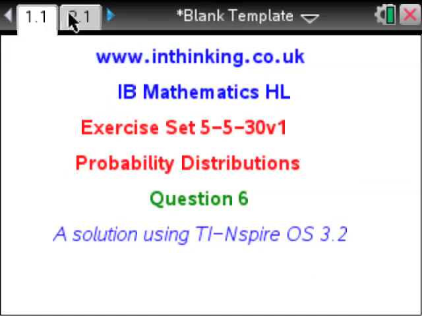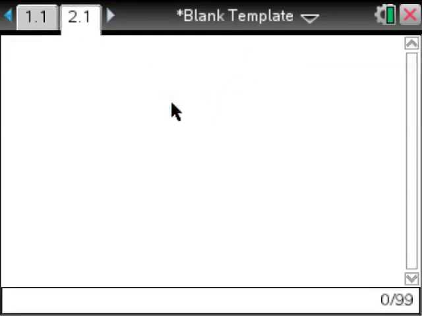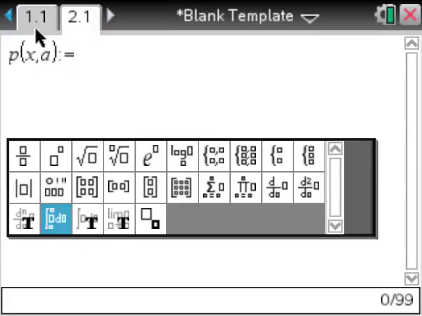Question 6. We'll insert a calculator page, and we'll define the function p of x as it's given to us. Actually, we're going to have to use two letters here. Let's call it p of a, because we don't yet know the value for a. I'm going to make it defined as equal to, press the template button, and choose the piecewise function.